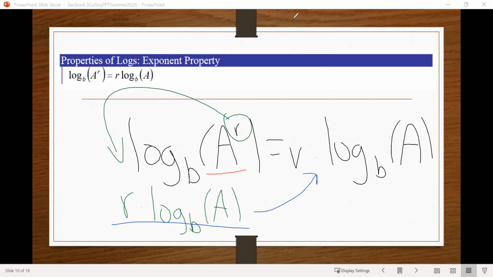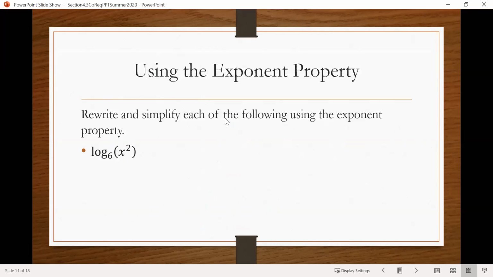As an example of that, if we look at log base 6 of x squared. If we use the logarithm property here, we see that we have the x inside the log being raised to that second power. We can move that out to the front and then rewrite this as 2 times log base 6 of x.